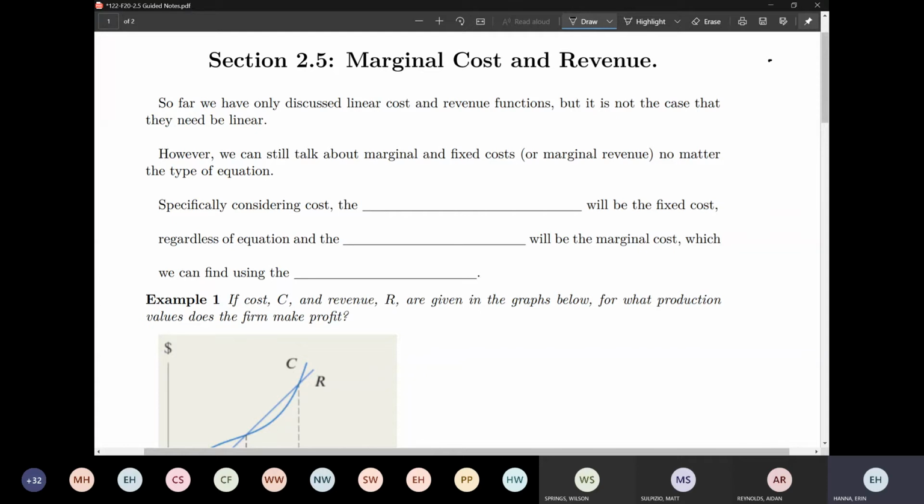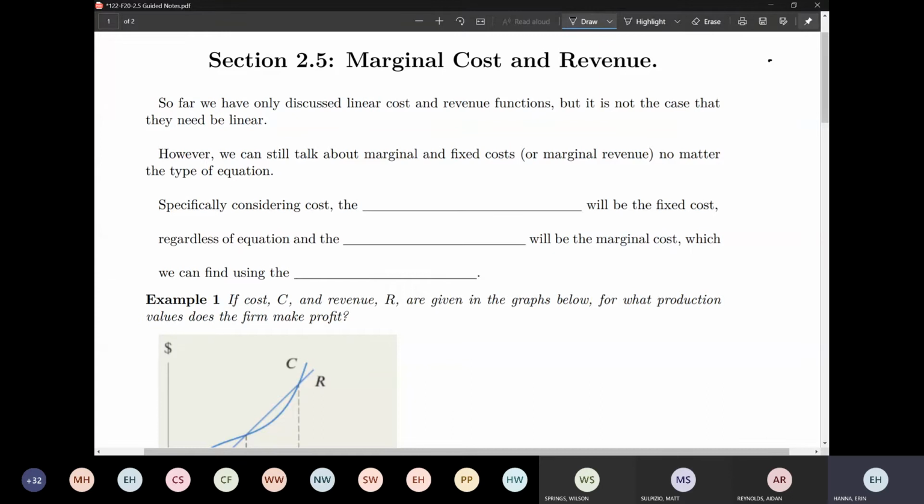Now, we've already slightly talked about this before, but we're going to go into a bit more depth here. Up to this point, we've only discussed linear cost, revenue, and profit functions, but they don't need to be linear. They can be any type of function. In those cases, we can still talk about marginal and fixed costs, or revenue, or profit. Specifically, considering just the cost function, this transfers over to either of the other two. But let's just focus in on cost for a second for our sanity.